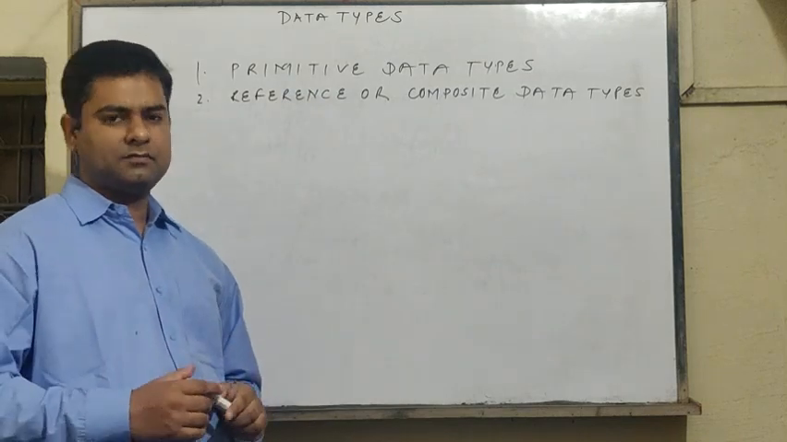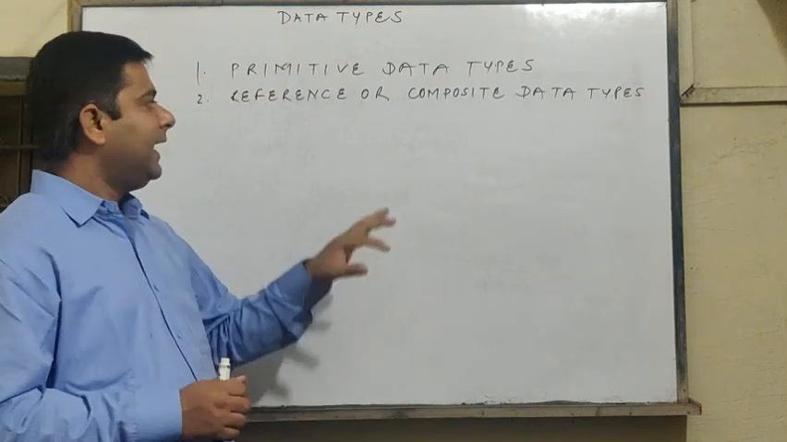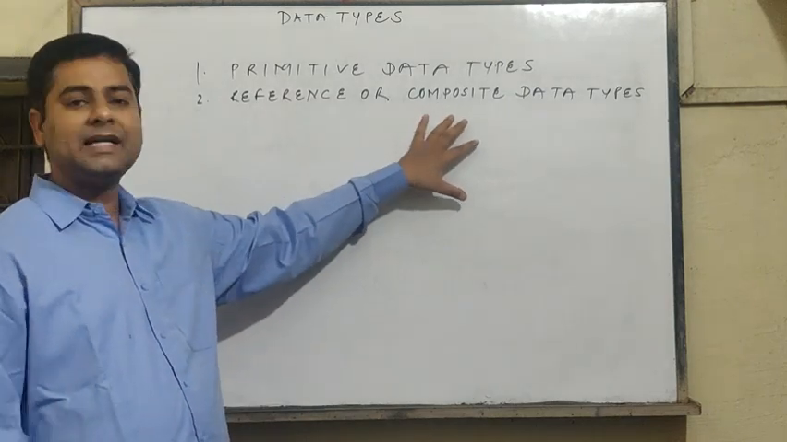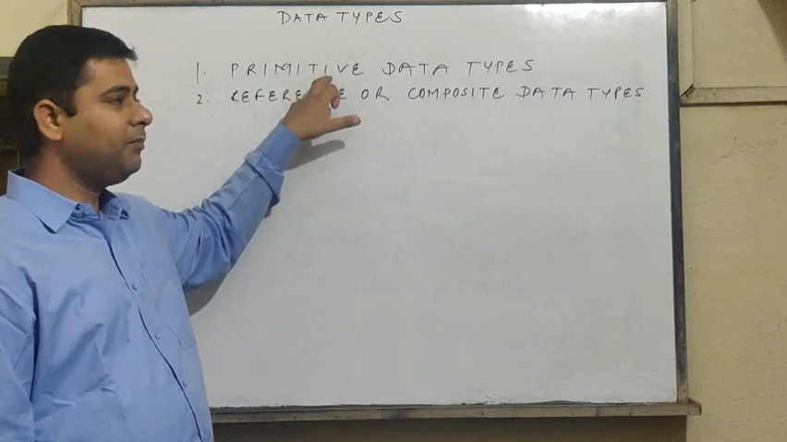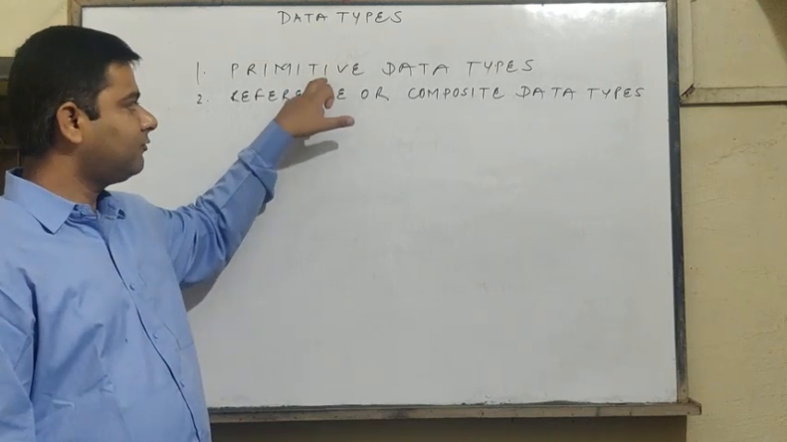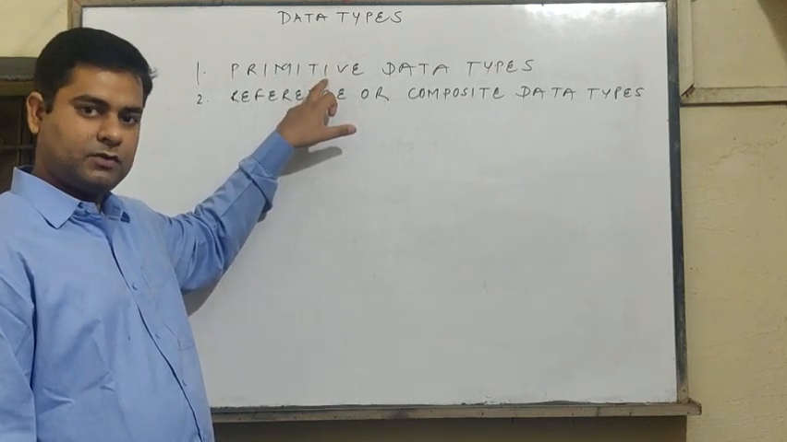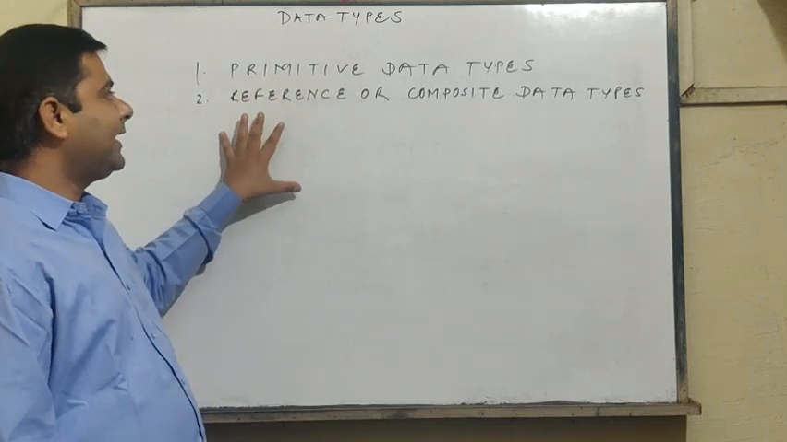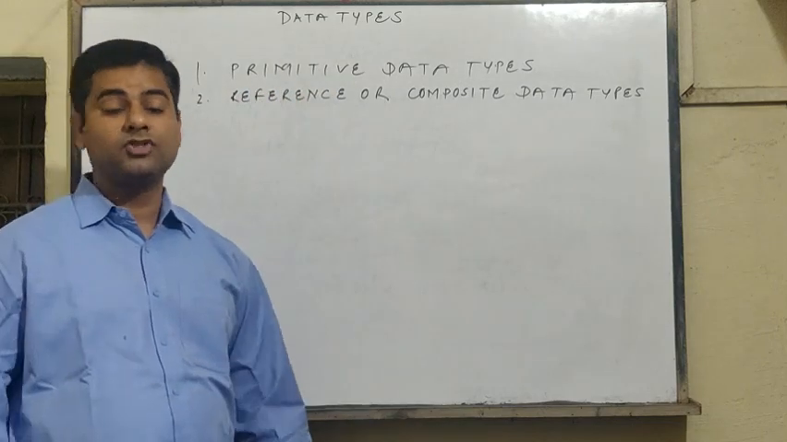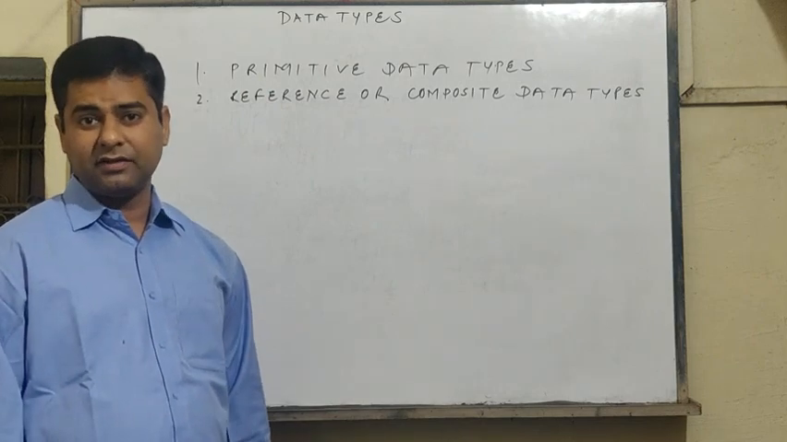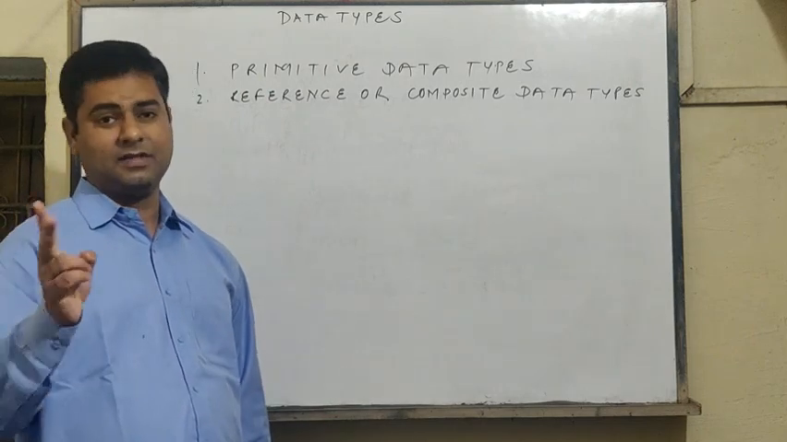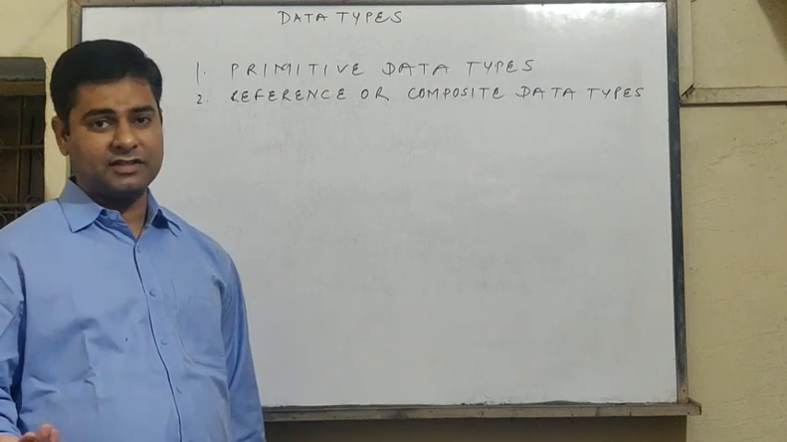Primitive data types, which are already predefined in Java, and the reference or composite data types are always constructed from primitive data types. It is derived from primitive data types. It is made up of primitive data types. So first of all, I would like to explain primitive data types. A question may be there in your question paper, like define the data types used in Java. So you can define there are two types of data types. One is primitive data type, second one is reference data types.